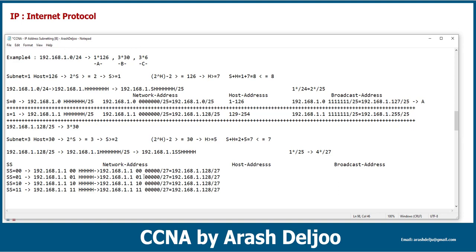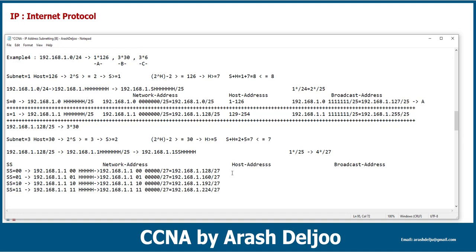After that we can calculate the next network address: 192.168.1, then we have 128, after that 128 plus 32, the result is 160. Again 128 plus 64, 192. After that, 128 plus 64 plus 32, 224. That's it. We now have 4 networks. These addresses are the network addresses.